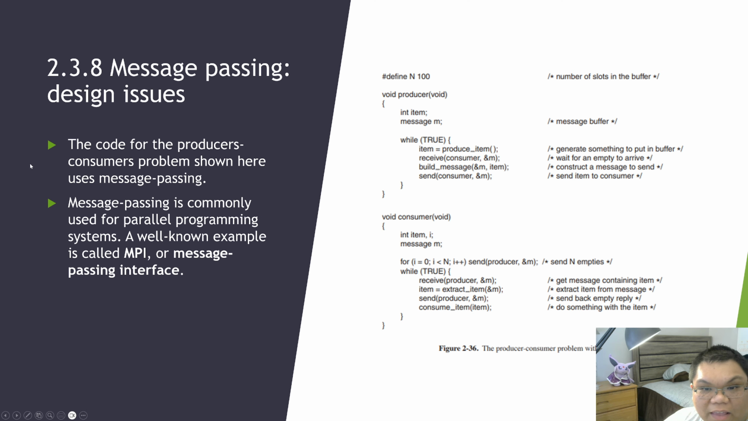Anyway, if you want the producer-consumer problem solved using message passing, the code might look something like this. And MPI, we won't be getting to MPI until later into the term, but basically this is a message passing interface. I mean, it literally is called Message Passing Interface.